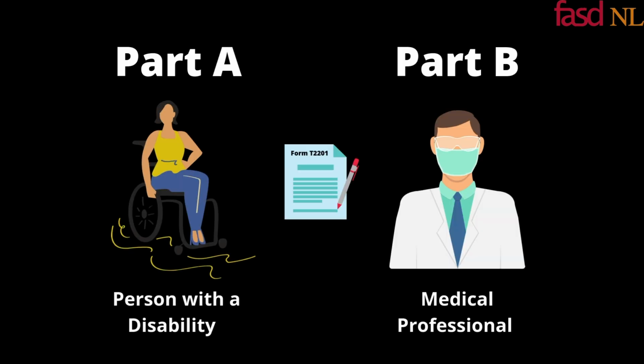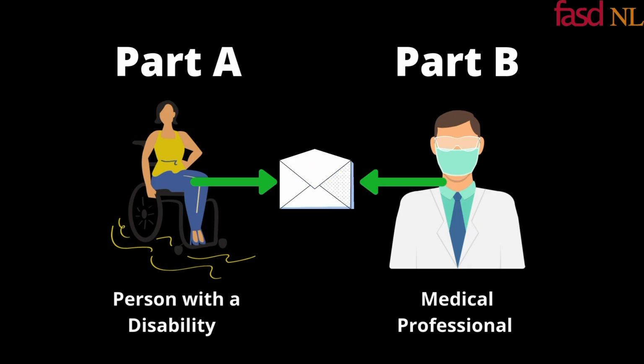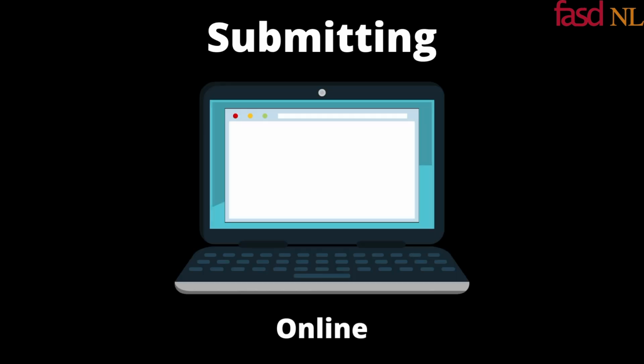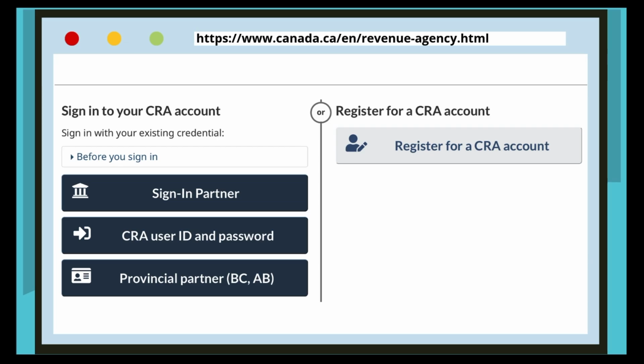Once you and your medical professional have completed the application and have all supporting information, the next step is to submit the application. You can submit the T2201 form using your CRA My account or mail it in. If you personally choose the electronic option, you must register for or log into your CRA My account. Check out the link in the script to direct you to the login or register screen.